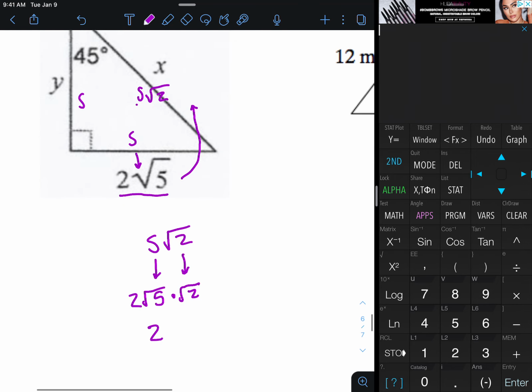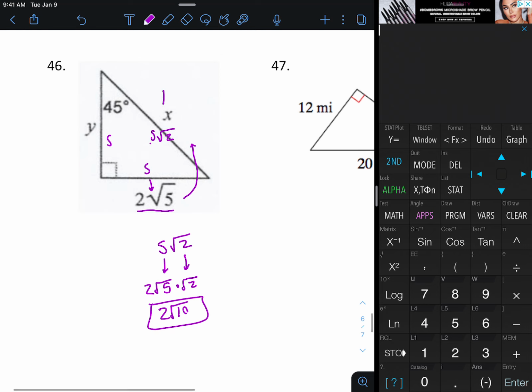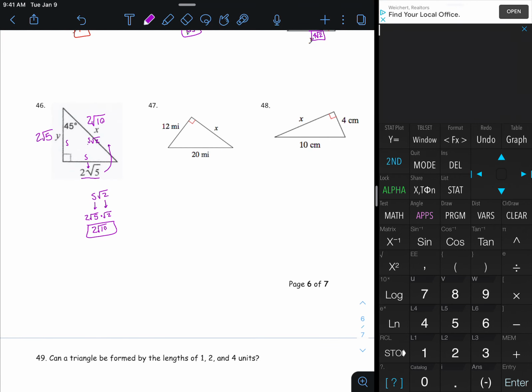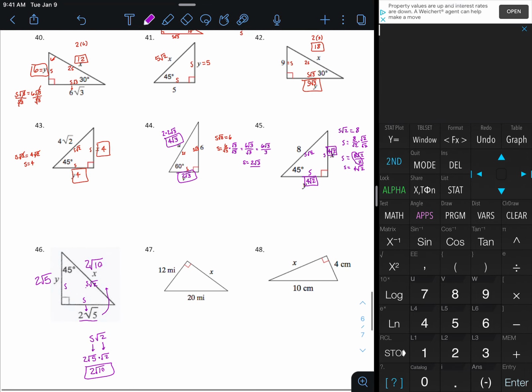That's going to be 2 square root of 10. And that'll be that side right there. Oops, 2 square root of 10. And then this side over here was going to say 2 square root of 5. Okay. Now that is when you are trying to find a missing side given one side and one angle, I guess I should say.